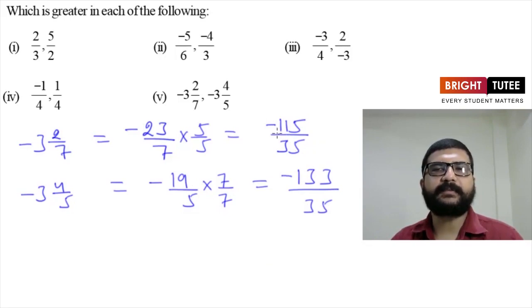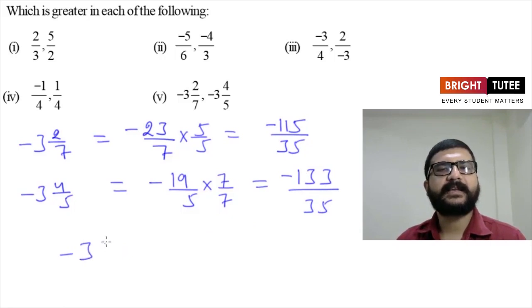Now compare these two numbers, minus 115 and minus 133. Which one is greater? Minus 115. So therefore minus 115 upon 35 is greater than minus 133 upon 35. Hence we can say that minus 3 2 upon 7 is greater than minus 3 4 upon 5.